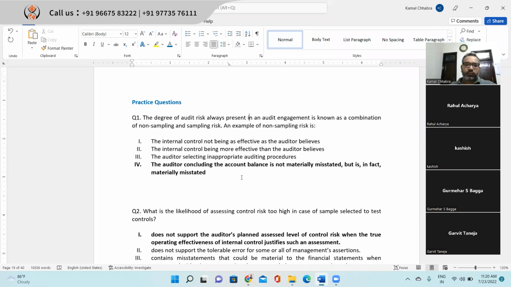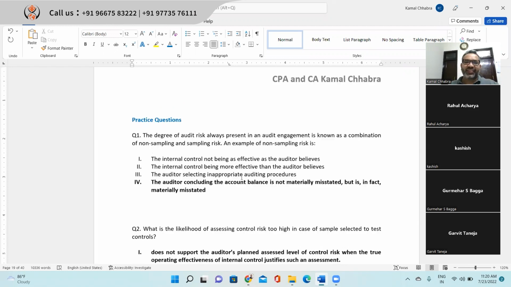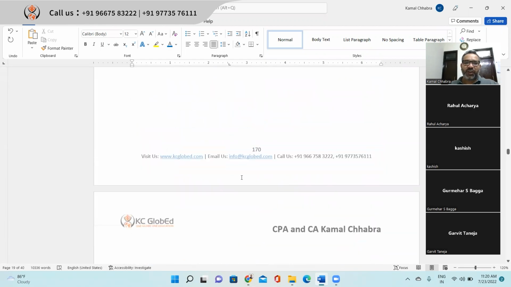So unrecognized error. So this is the fourth point. The fourth point is correct because it's unrecognized error. The auditor concluding the account balance is not materially misstated, but is in fact materially misstated. Is it a sampling error or non-sampling error? It's a non-sampling error. Are you sure? Yes, on the right side, it's unrecognized error. How about others?